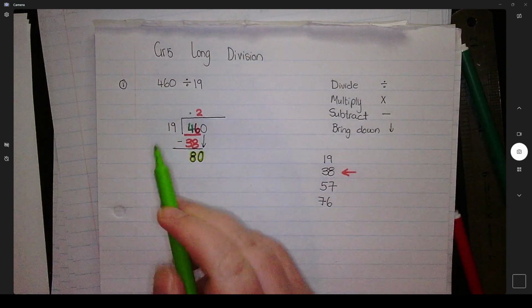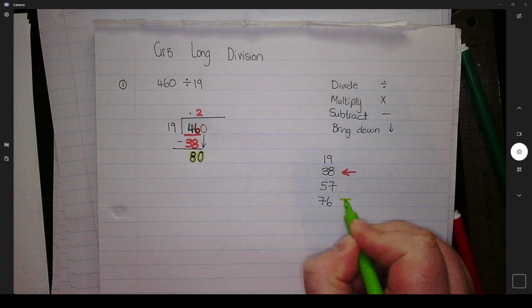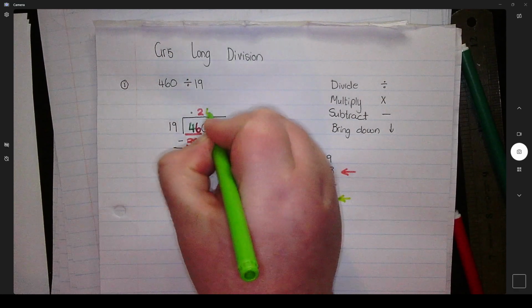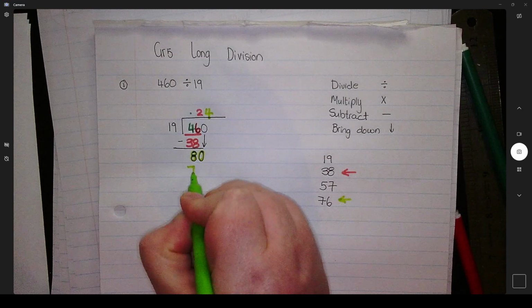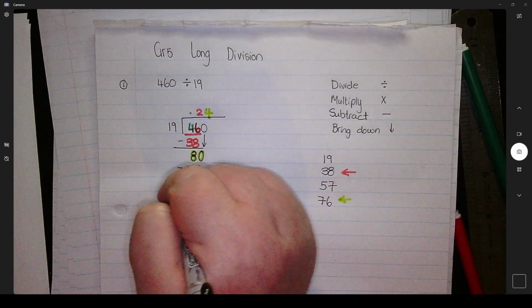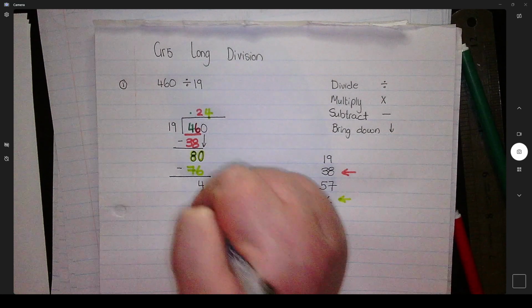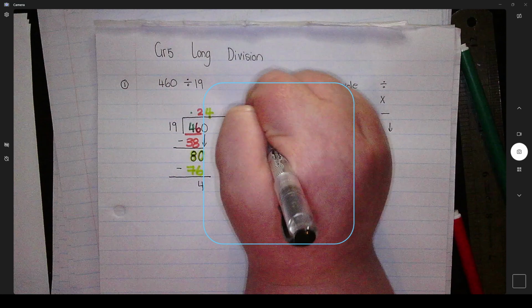How many times does 19 go into 80? 1, 2, 3, 4 times. 4 times 19 is 76. And do a subtraction here that gives you 4. In other words, you have a remainder of 4.